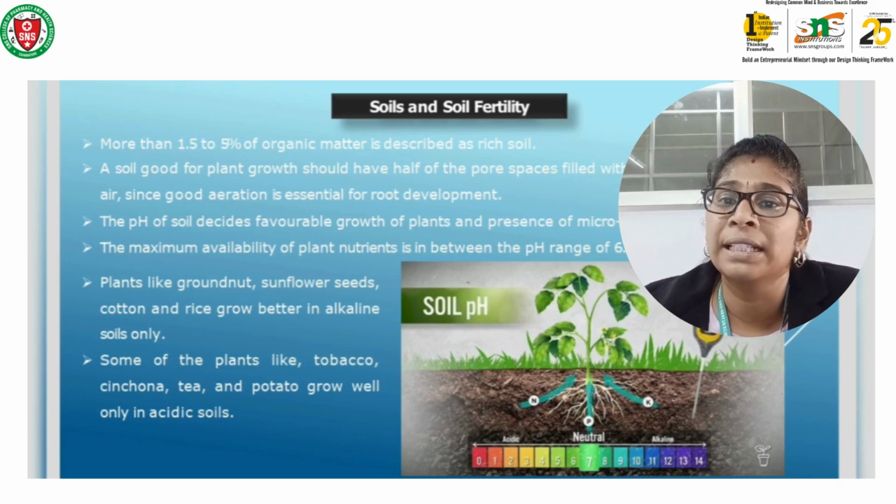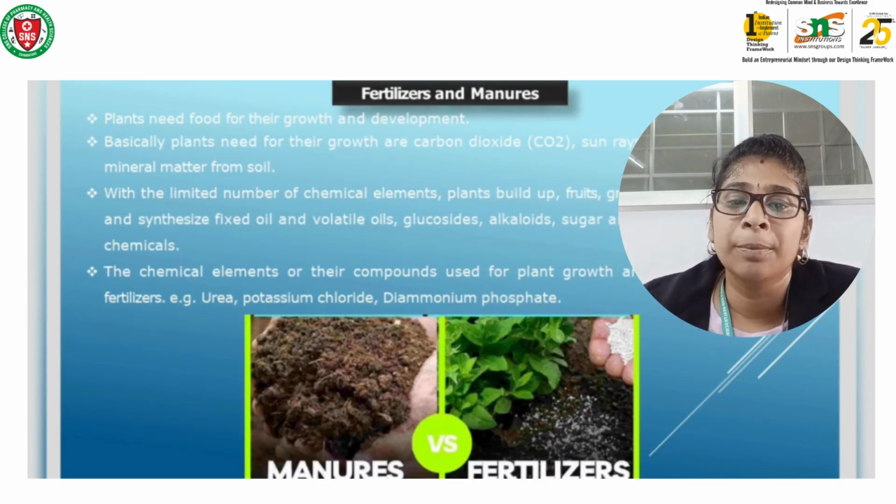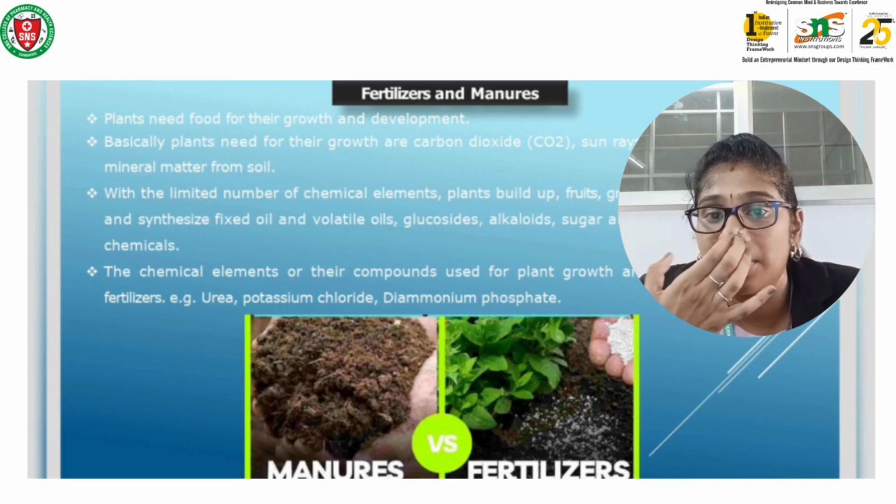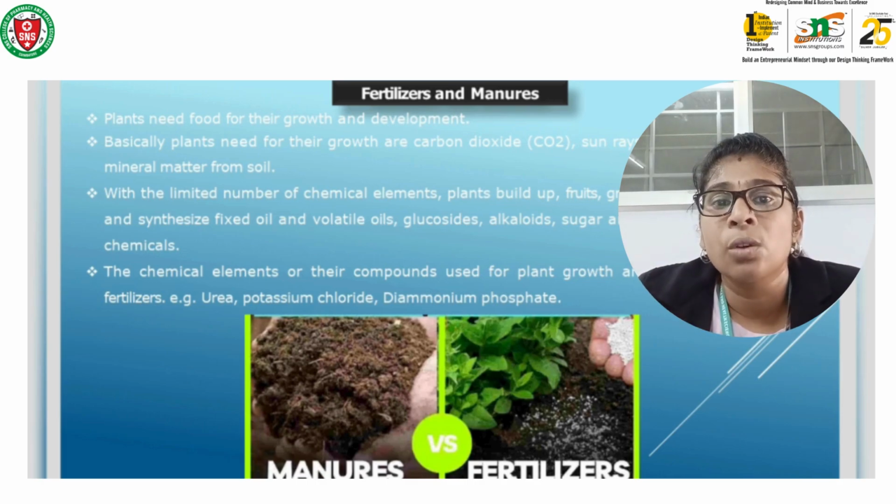And next, coming to the fertilizers. Whatever minerals are present in the soils, some of the minerals or supplements will be lacking in the soil. So the lacking substance is given as fertilizers to the plants for their growth and development.